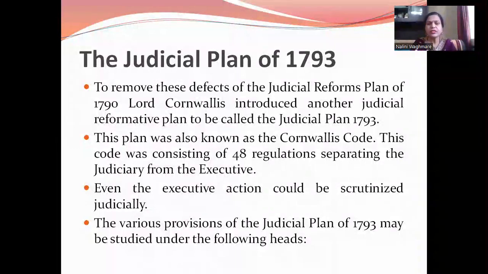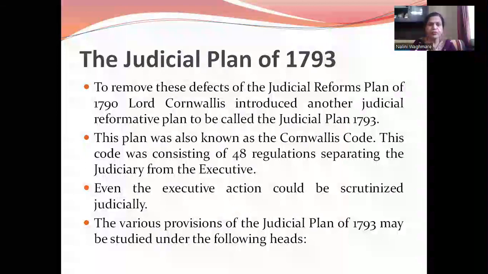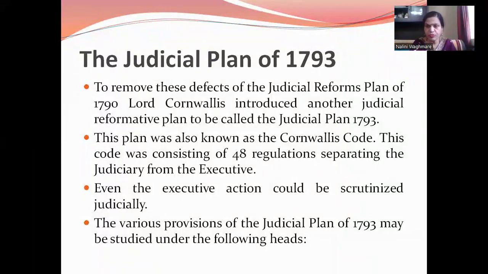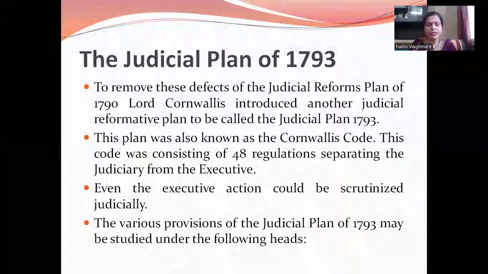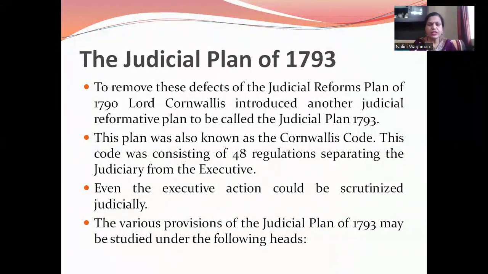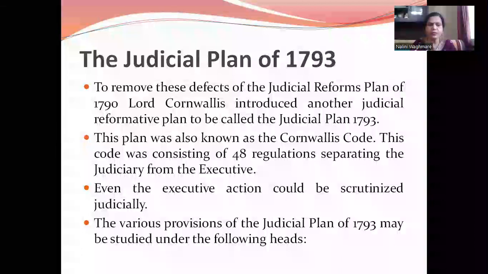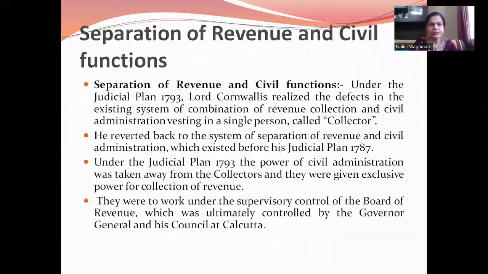This code consisted of 48 regulations separating the judiciary from the executive, which is the very turning point of this act, because previously the executive and judiciary were the same. Now, by introducing this act, both are different, and different work distribution was done by this act. Even the executive action could be scrutinized judicially. The various provisions of the Judicial Plan of 1793 may be studied under the following headings.